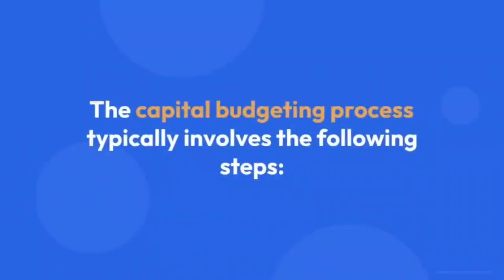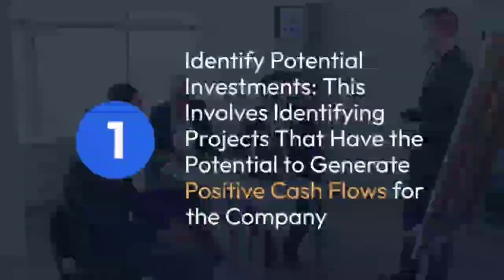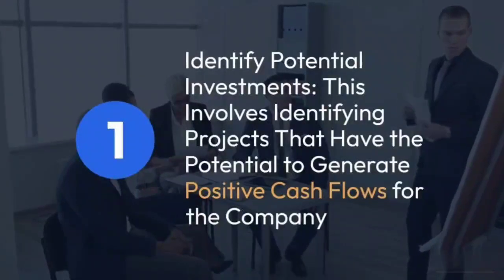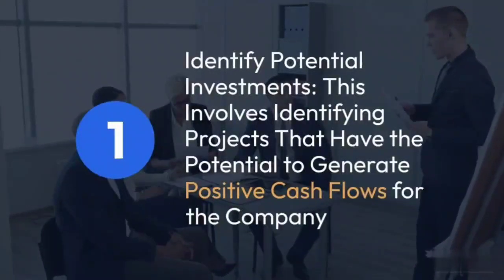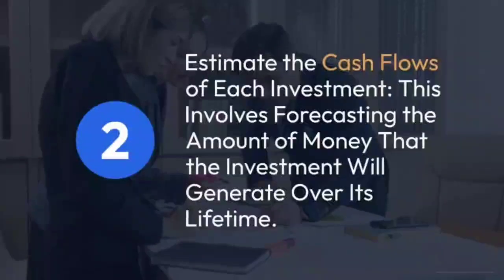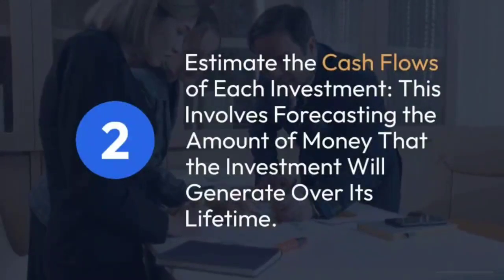The capital budgeting process typically involves the following steps. Identify potential investments. This involves identifying projects that have the potential to generate positive cash flows for the company. Estimate the cash flows of each investment. This involves forecasting the amount of money that the investment will generate over its lifetime.